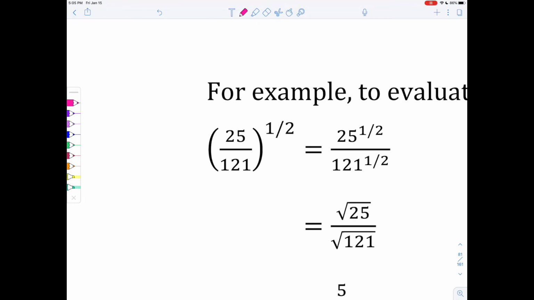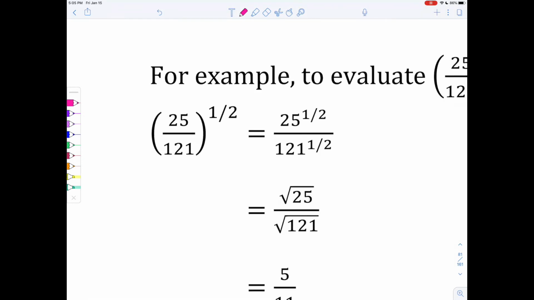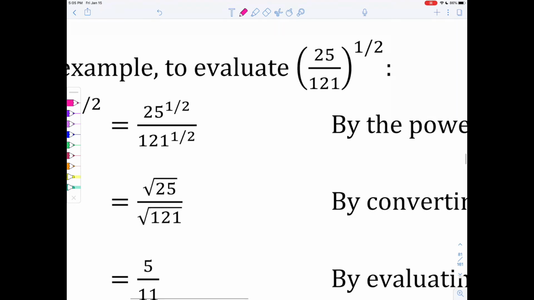Well, by the power of a quotient law, we can say that this 1/2 applies to the top and to the bottom of a fraction, which is why we've got it on both of those. And by our newfound rule that says taking something to the power of 1/2 is the same thing as taking a square root, we can say that 25 to the 1/2 is the square root of 25. We can say that 121 to the 1/2 is the square root of 121.